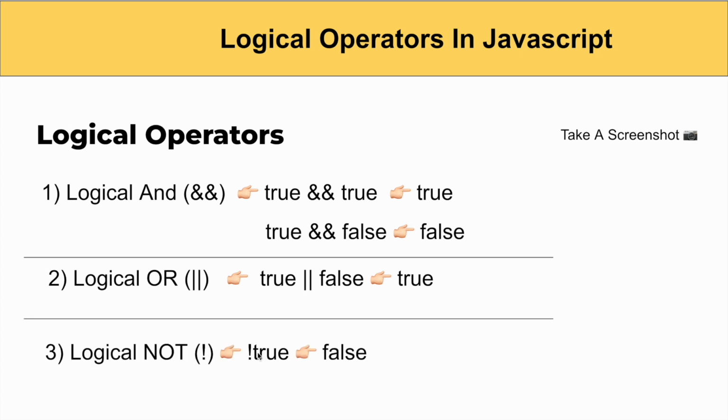Now let us move to the third operator, logical NOT. This basically reverses the result of any particular condition. Let's say this is true, and if I put this logical NOT operator before this statement, then it will be false. And similarly, if this is false, and I put the logical NOT operator before this false, then it will evaluate to true. You will definitely understand it better when we start writing our code, which we'll do in a while. So this was just a quick overview of logical operators. Please do not forget to take a screenshot, and now let us move to the code editor.